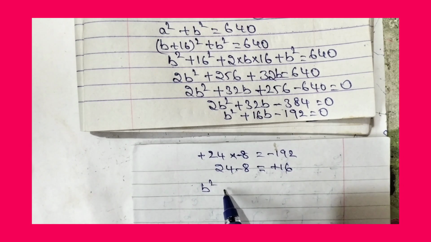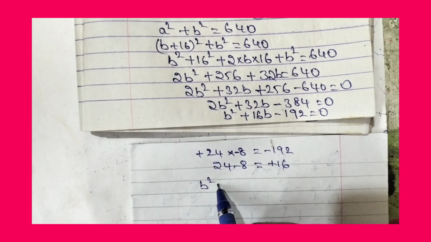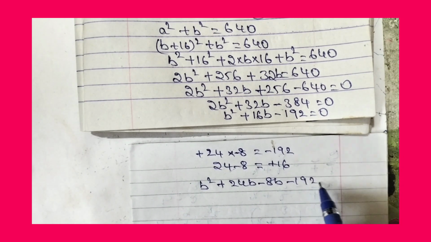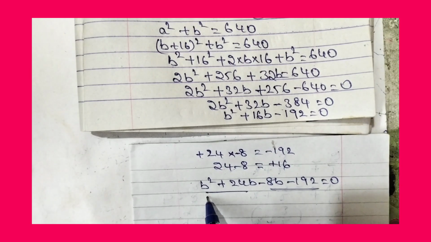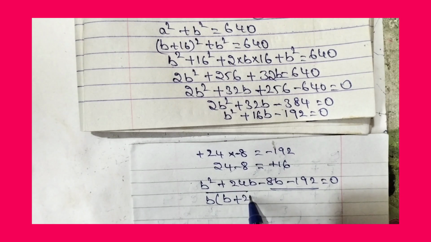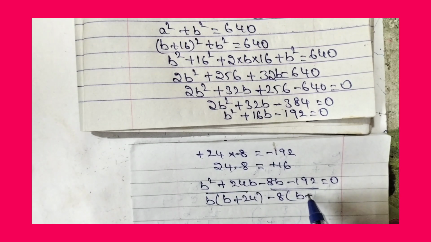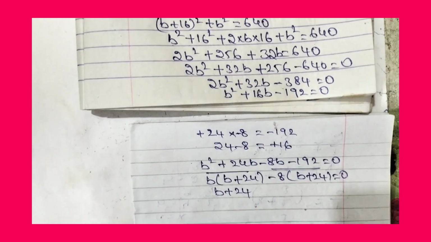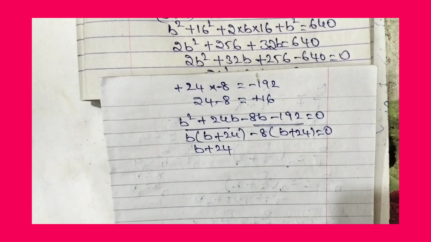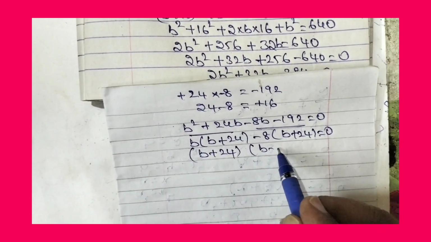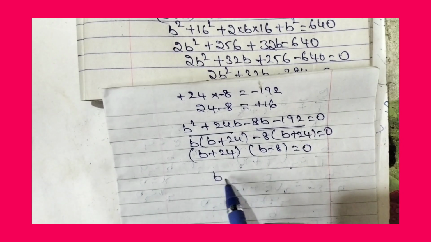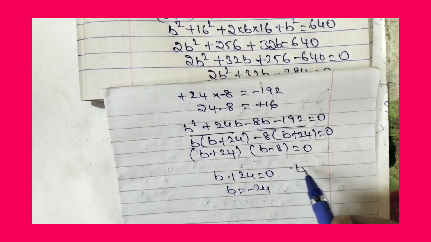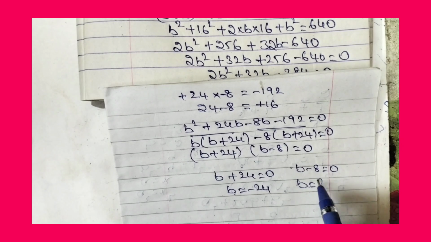So now b square as it is, plus 24b minus 8b minus 192 is equal to 0. These two are one group and these two are one group. Take b common, then b plus 24, minus 8 common, then b plus 24, which is equal to 0. B plus 24 is common to both. Now b plus 24 into the remaining, b minus 8, which is equal to 0. So b plus 24 is equal to 0, so b is equal to minus 24, and b minus 8 is equal to 0, so b is equal to 8.